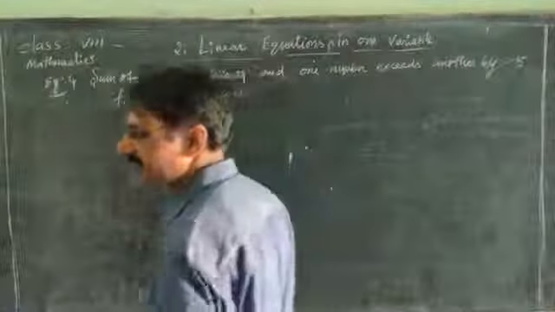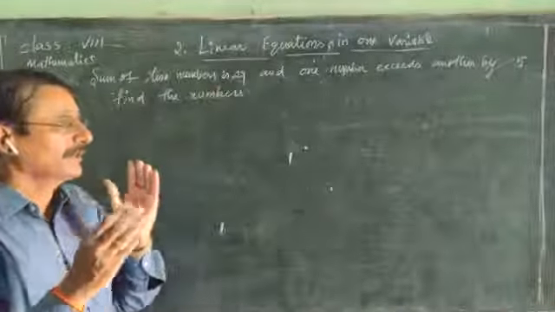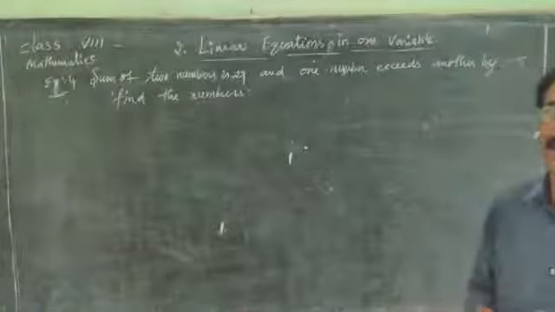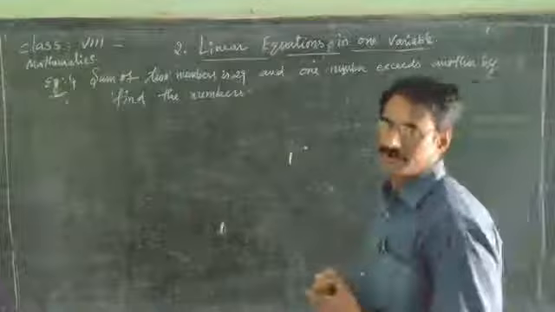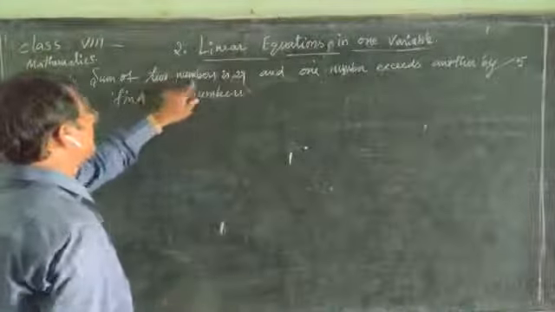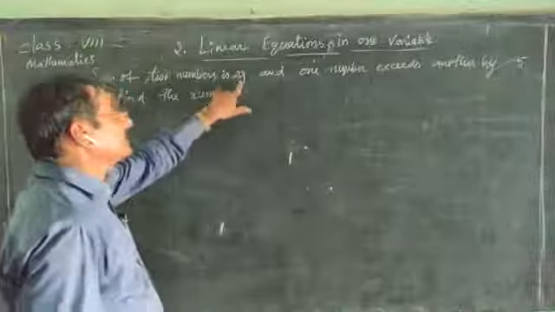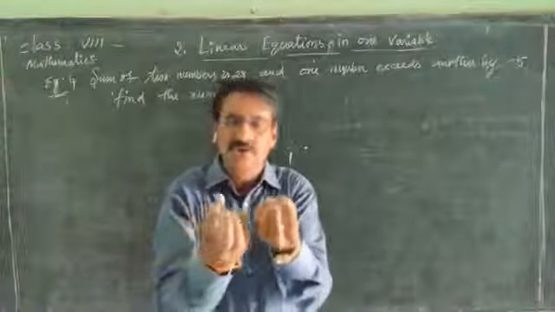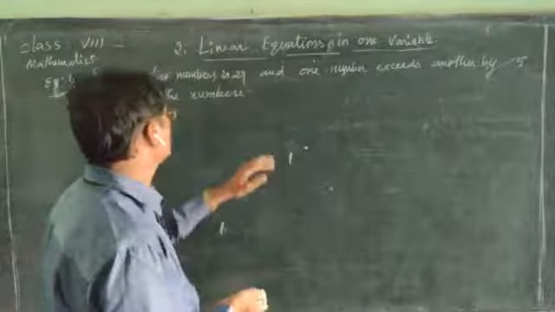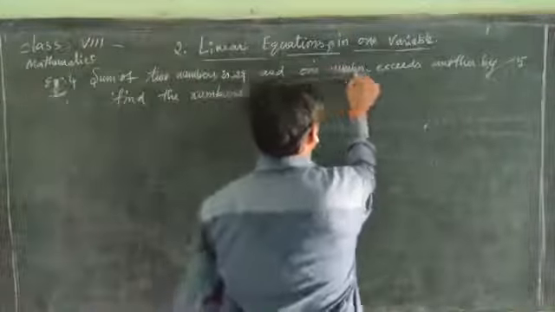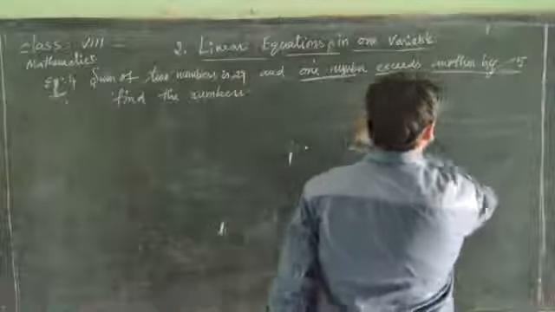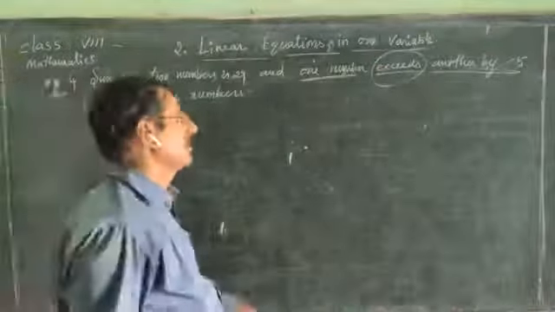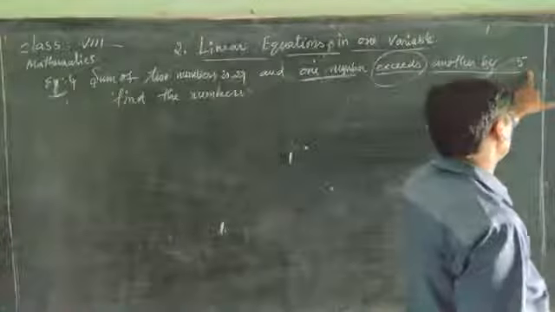It is a given situation. First you read it and then try to understand it. Then we can solve it. Sum of two numbers is 29. What is 29? It is the sum of two numbers. If we add two numbers, it's called sum. One number exceeds another by 5. Exceeds means more.